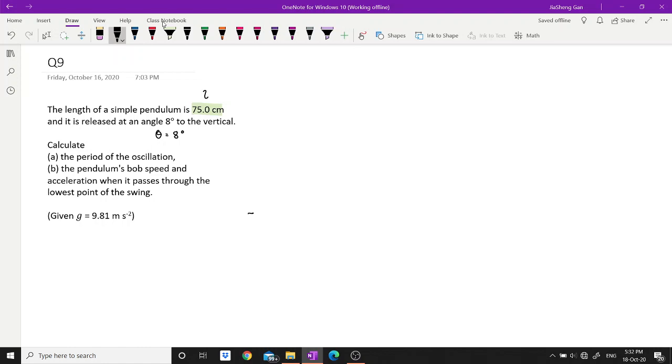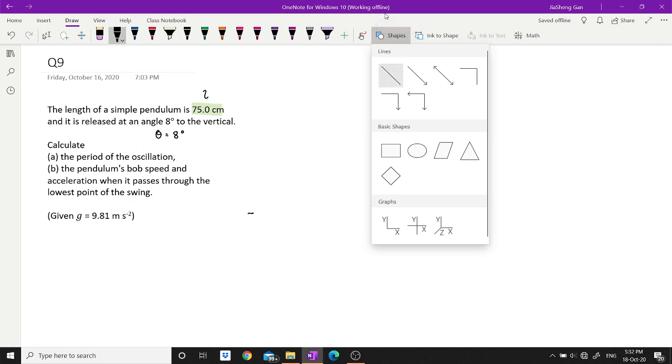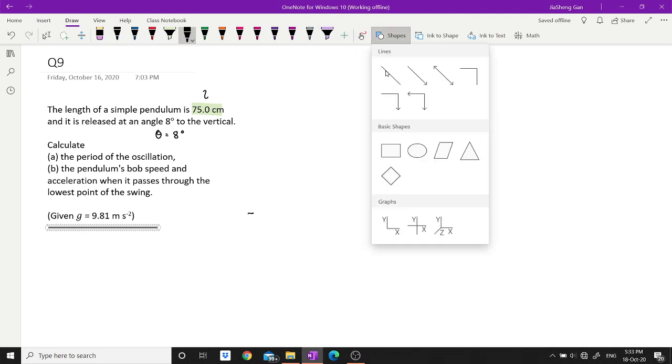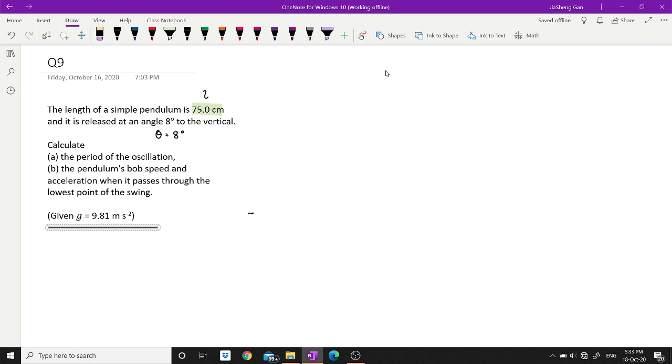Okay, let's not be too concerned about the question first. Let's try to understand how a simple pendulum works. This is the first time we talk about pendulum, so let's do a bit of a detour to talk about a simple pendulum first. A simple pendulum usually requires a ceiling. The next thing you require is a string from the ceiling.